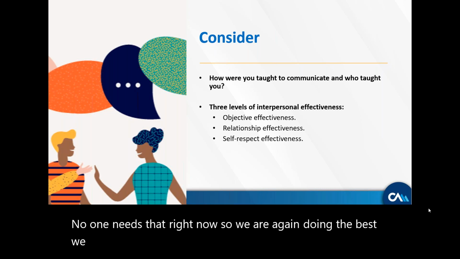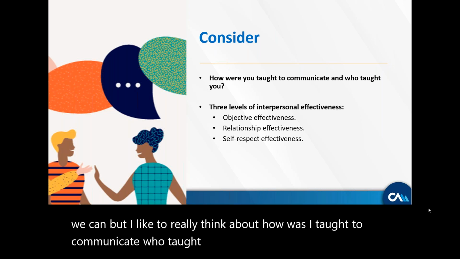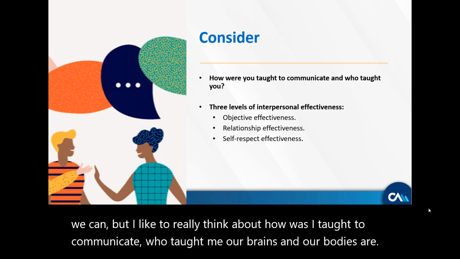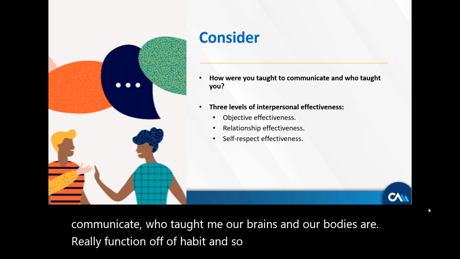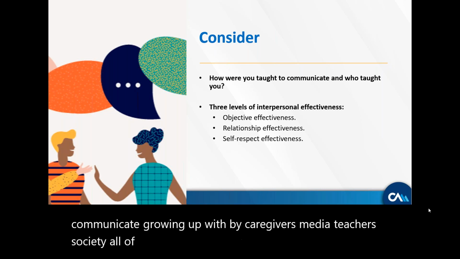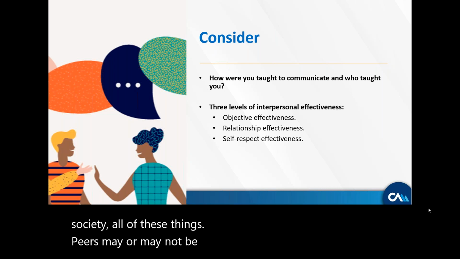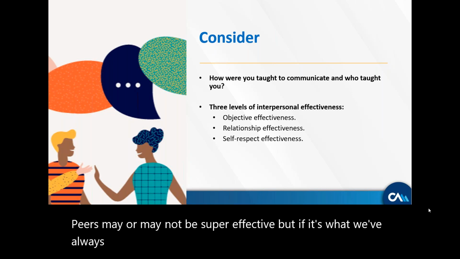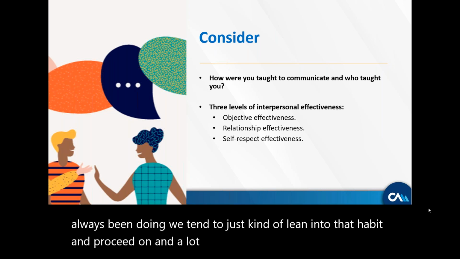So we are, again, doing the best we can, but I like to really think about, how was I taught to communicate? Who taught me? Our brains and our bodies really function off of habit. And so the way we were taught to communicate growing up, by caregivers, media, teachers, society, peers, all of these things, may or may not be super effective. But if it's what we've always been doing, we tend to just lean into that habit and proceed on. And a lot of this is around self-awareness.